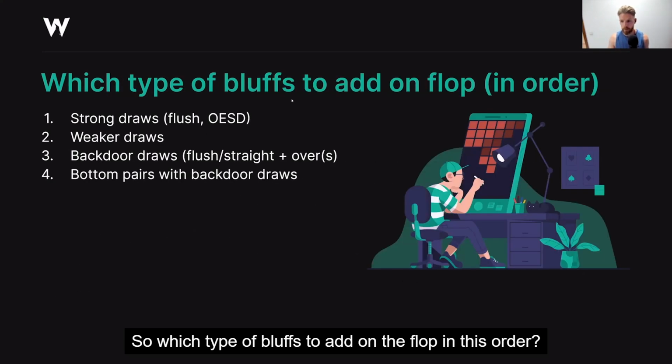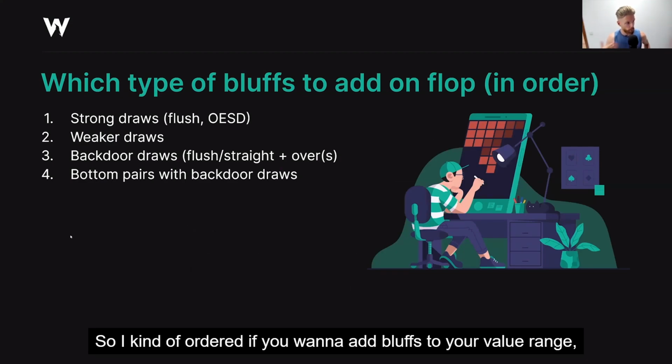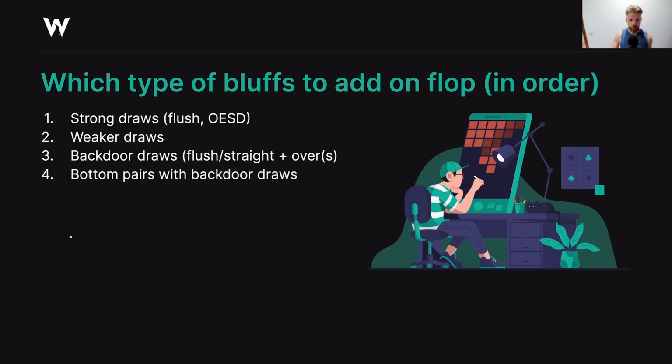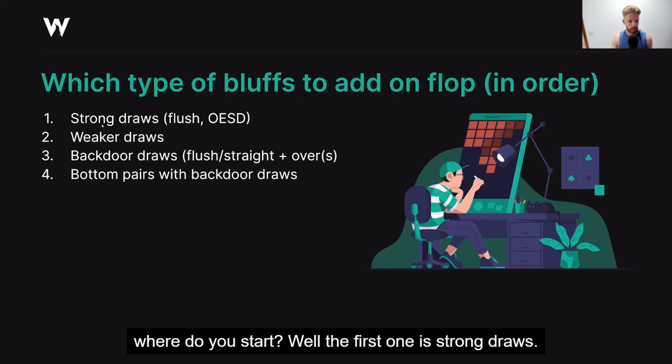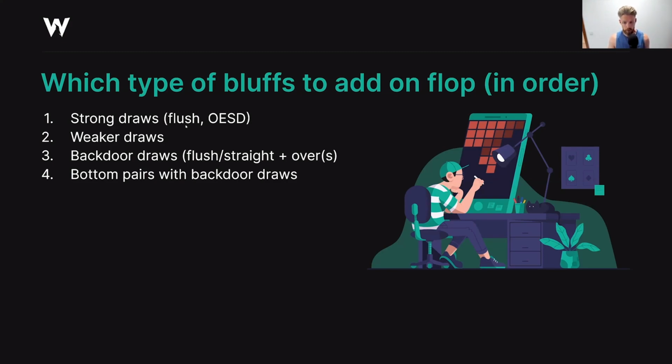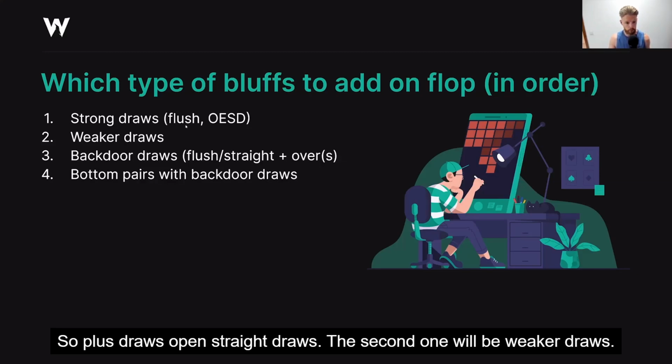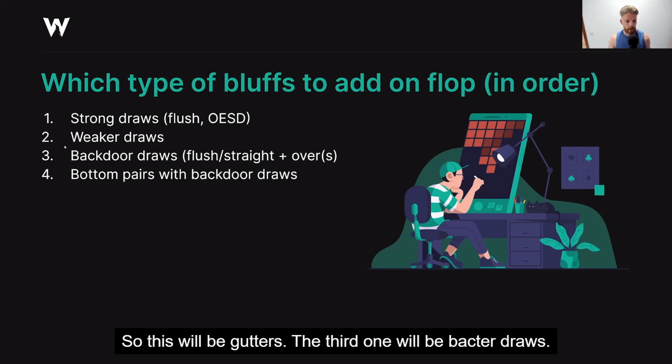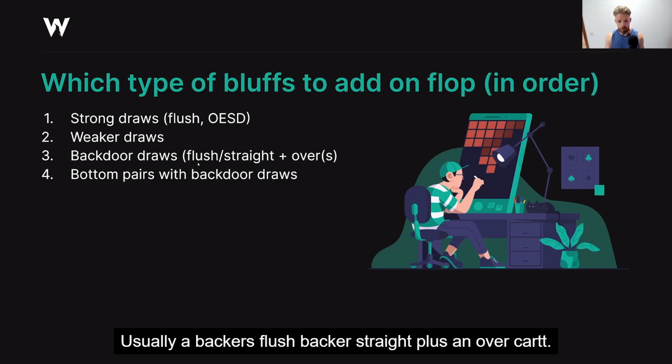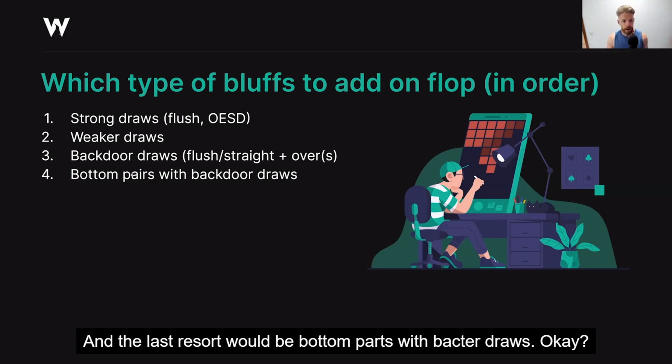So which type of bluffs to add on the flop, in this order? I ordered it: if you want to add bluffs to your value range, where do you start? Well, the first one is strong draws, so flush draws, open-ended straight draws. The second one will be weaker draws, so this will be gutters. The third one will be backdoor draws, usually a backdoor flush, backdoor straight, plus an overcard. And the last resort would be bottom pairs with backdoor draws.